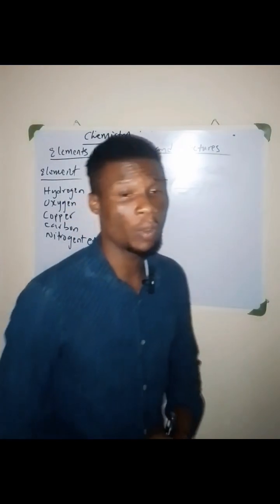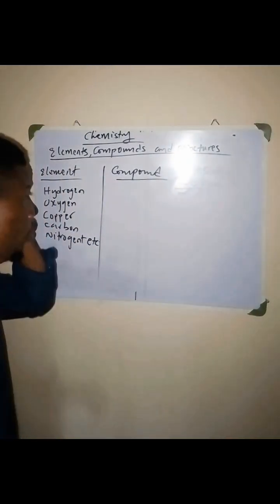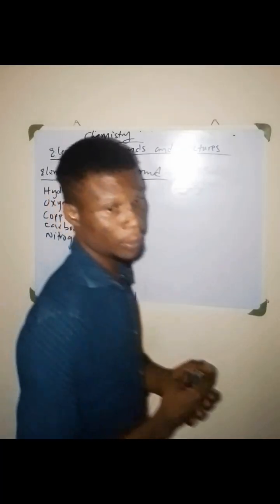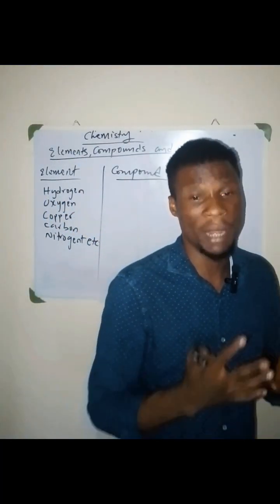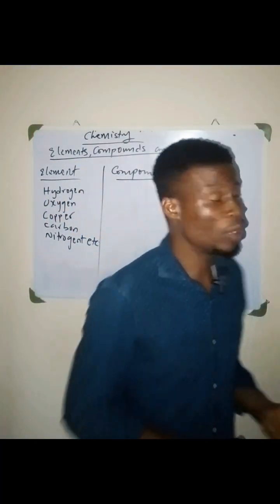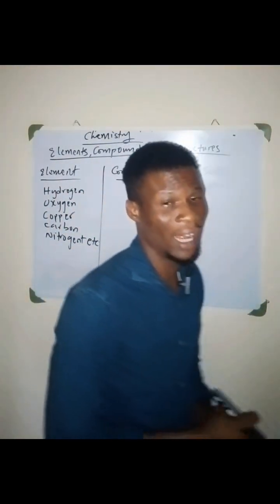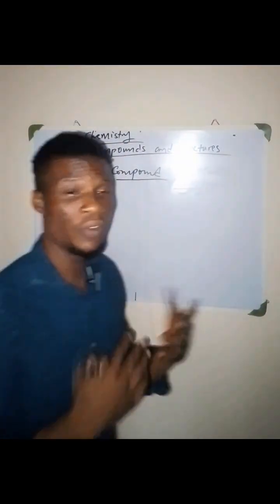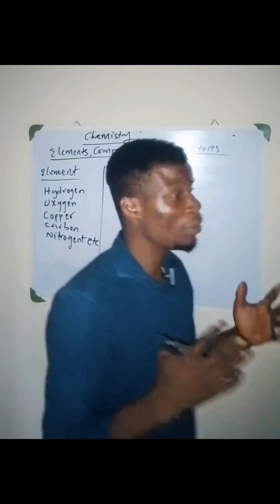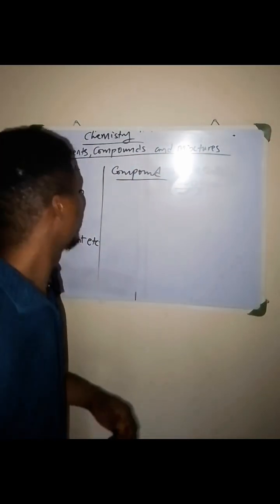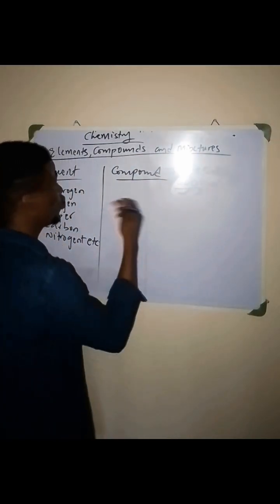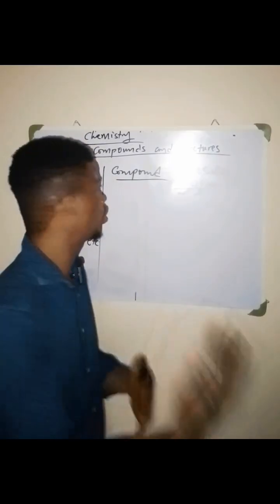Now when we are talking about a compound in chemistry, we are talking about substances that are made up of what? More substances that are chemically combined together. They are made up of elements or different substances that are chemically combined together and cannot be separated by physical processes. So compounds are made up of two or more elements or two or more substances.